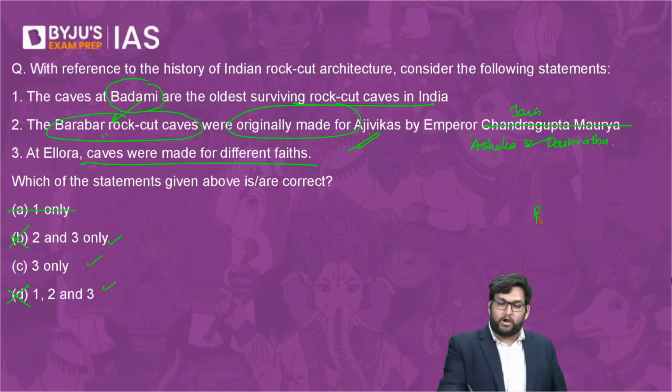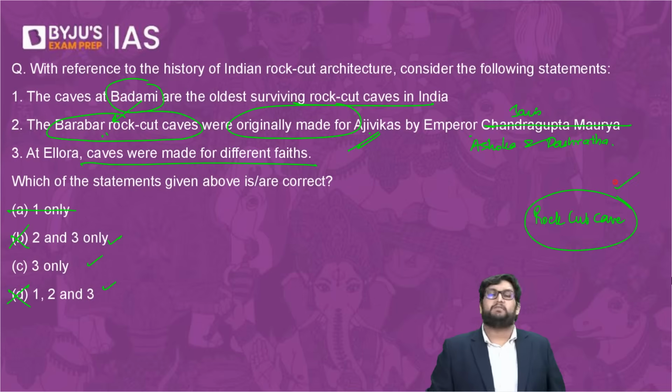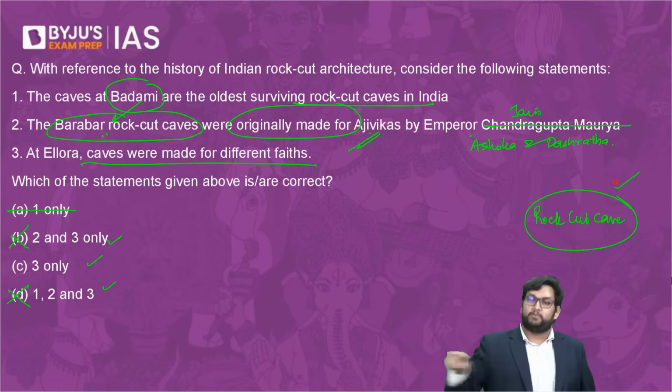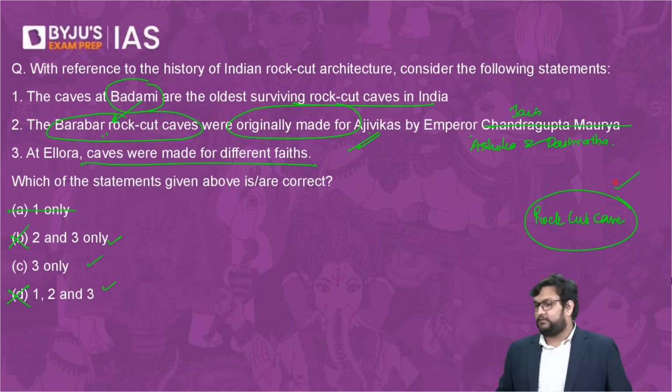First, it says rock cut cave. Means it has to be a man-made cave. The oldest natural cave will not be Bhimbetka. The oldest natural cave, how will you get to know? You will go to every cave and do C14 dating.